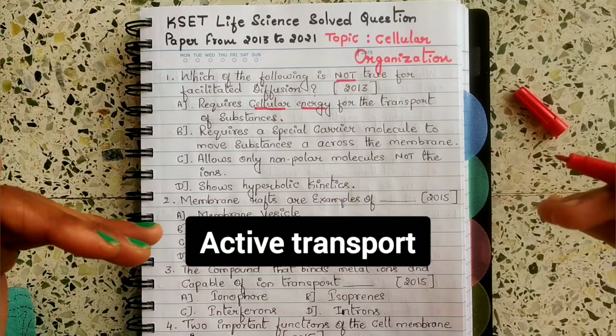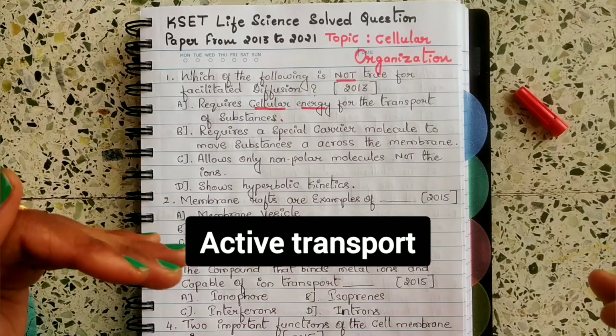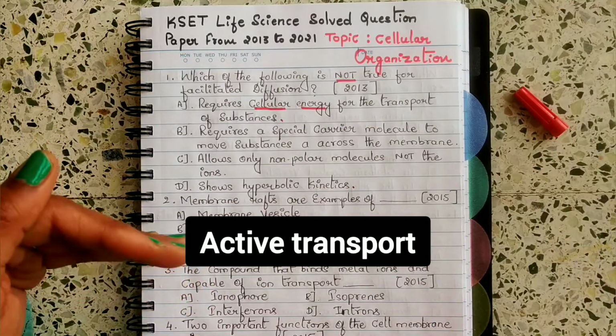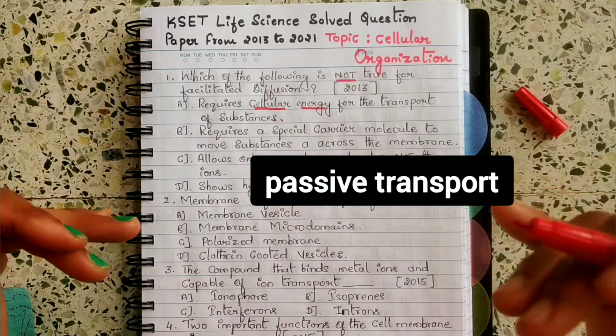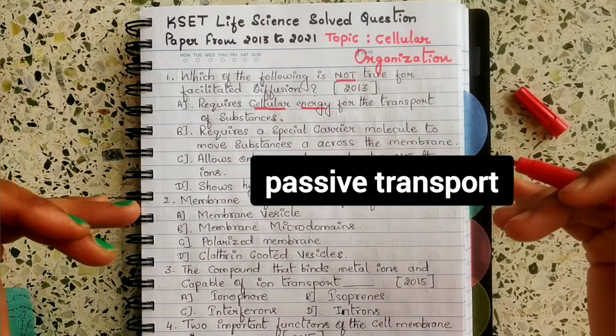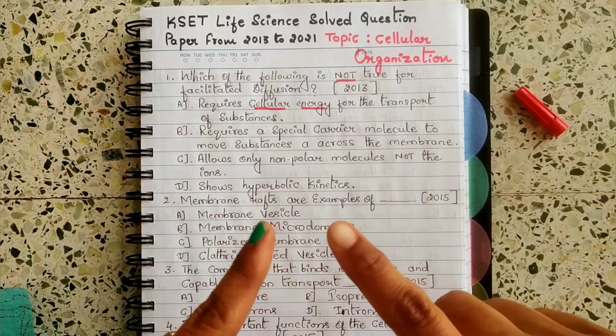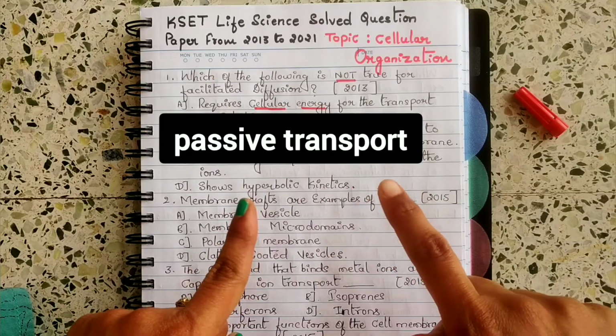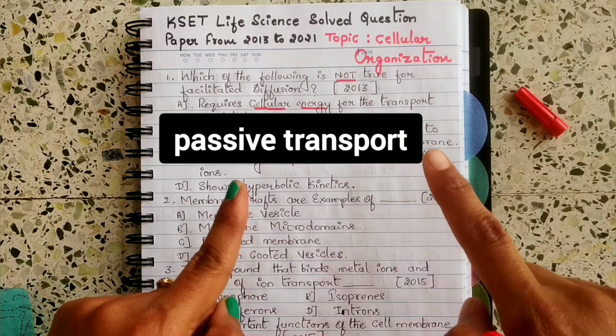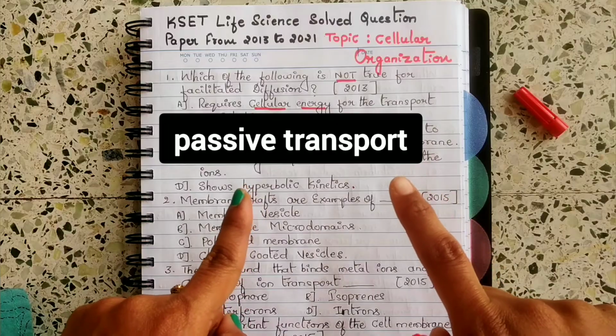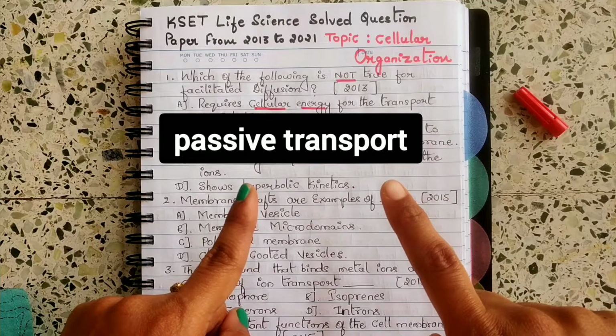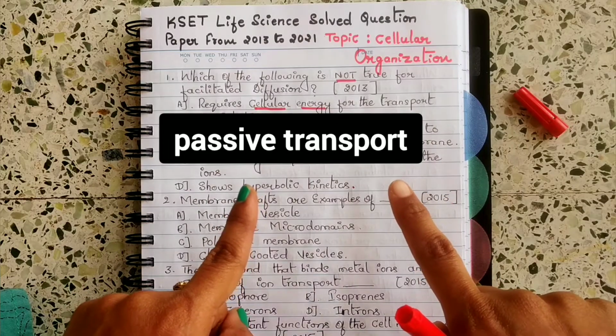Okay, and if you have to give the example for active transport, the sodium potassium pump and proton pump are the examples for active transport, and diffusion and osmosis are examples for passive transport. As simple diffusion and facilitated diffusion are both passive transport, as I said, passive transport doesn't require any energy, so it doesn't require cellular energy for the transport of substances.